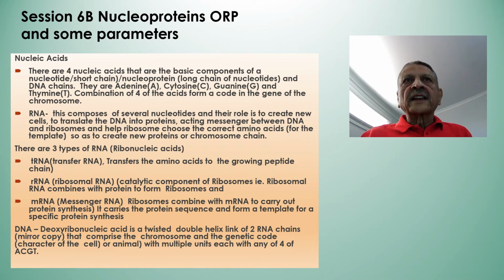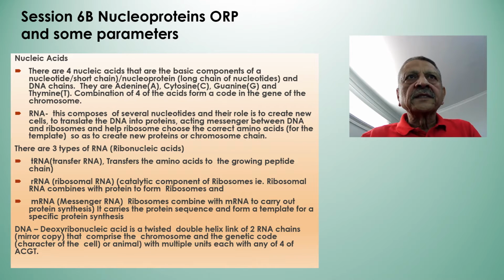The 4 nucleic acids are called adenine, cytosine, guanine, and thymine. Each has its own letter: A, C, G, and T. Any combination of 4 of these acids will form a code in the gene of the chromosome.